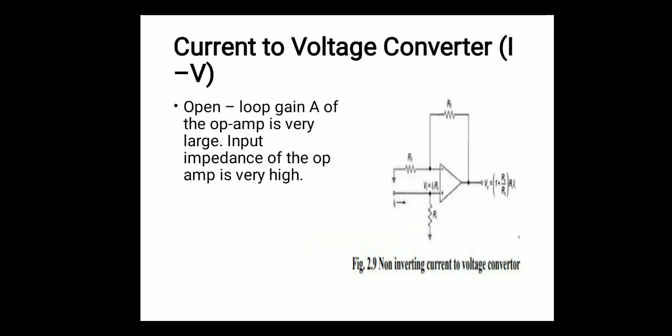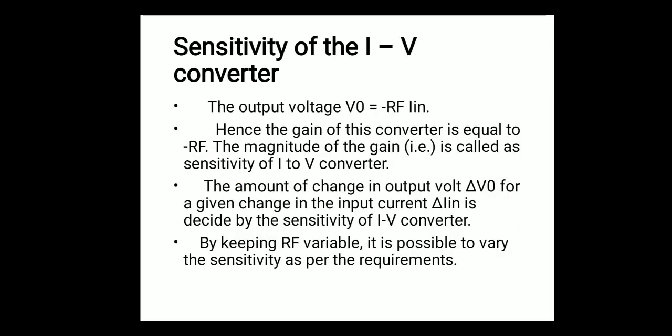Next one, the current to voltage converter. The current to voltage converter is a special case of the inverting amplifier in which the input current is converted into a proportional output voltage. So the sensitivity of the current to voltage converter: the output voltage V0 is equal to minus RF Iin.